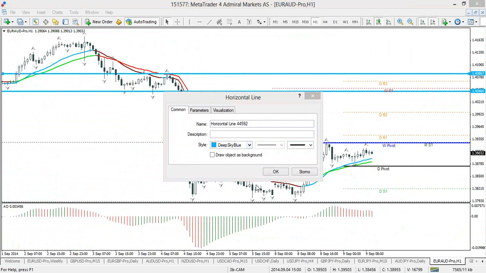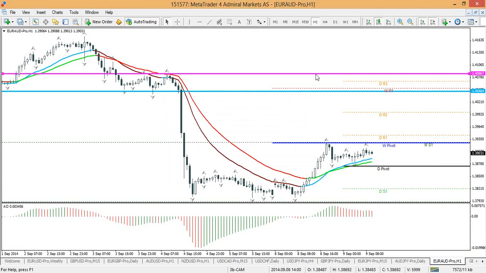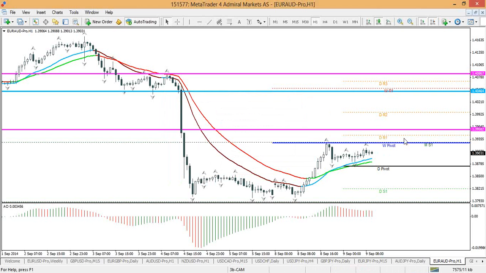Let me make that red. Or magenta. It should be a magenta. If you want to use a more aggressive stop loss, it could be above the daily R1, but that has certainly its risks. But this could be a shorting zone as is.